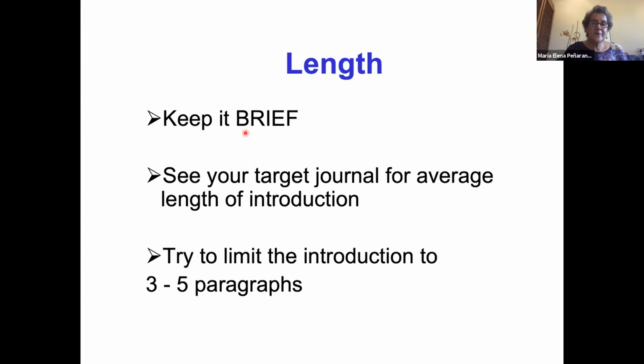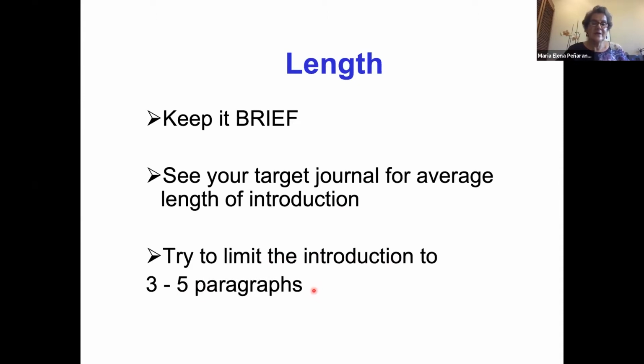So keep it brief. Again, see your target journal for the average length of the introduction and try to limit it to 3 to 5 paragraphs. People were asking in the previous talk on discussion how long it should be. It could be longer than the introduction. It usually is, and it should be, because in the introduction you're not discussing the points. You're just showing what is known in the particular field, what the voids are, and how you're going to answer those voids.